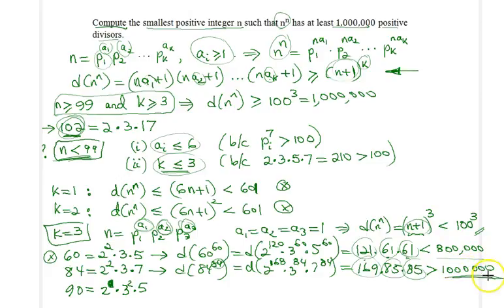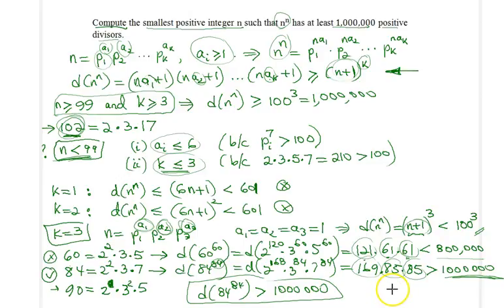And actually that solves the problem. I don't have to check the last case because this one works, and therefore 84 is the least positive integer n such that d of n to the n is definitely greater than a million. And so therefore the answer to the problem is 84, and we are done.